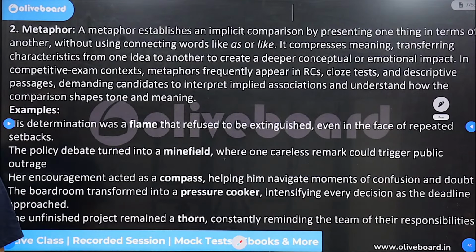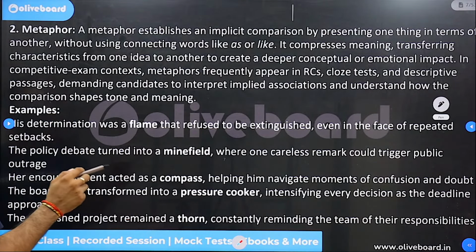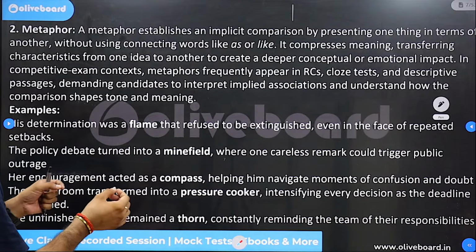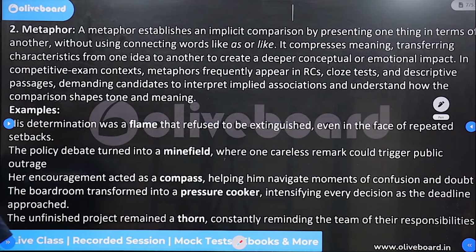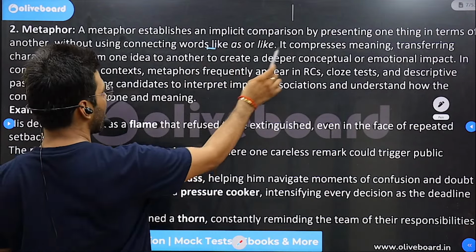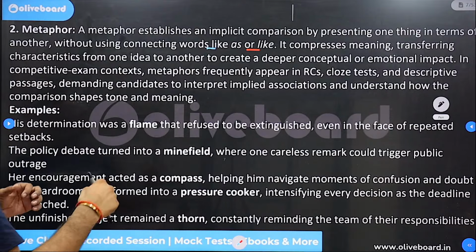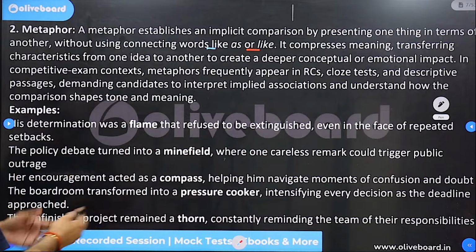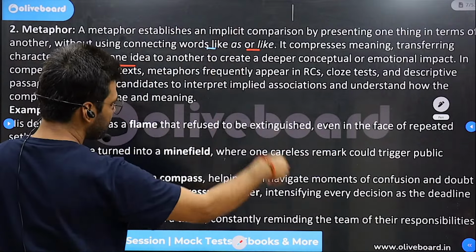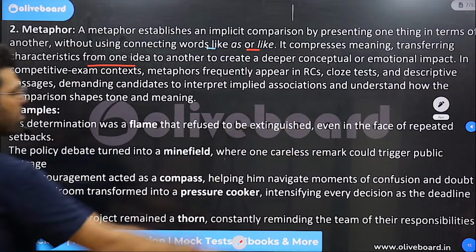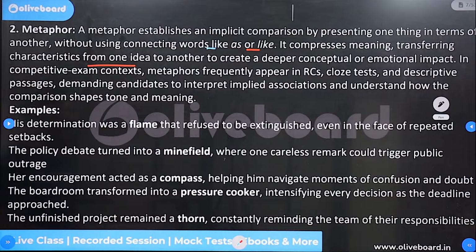Okay. Next stage is metaphor, the implied simile. Metaphor establishes an implicit, inherent comparison by presenting one thing in terms of another without using words like or as. I repeat, it is implied simile. It compresses meaning, transferring characteristics of one idea onto the other, like that is the same stuff. Usually in RCs, cloze tests, error detection, and direct questions, we come across metaphor sentences.